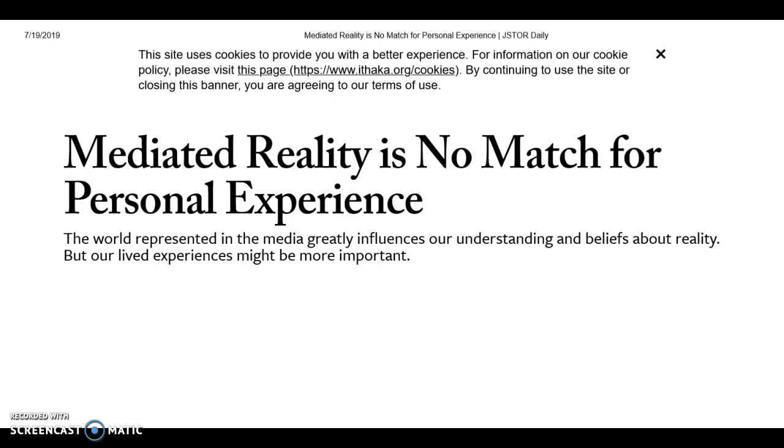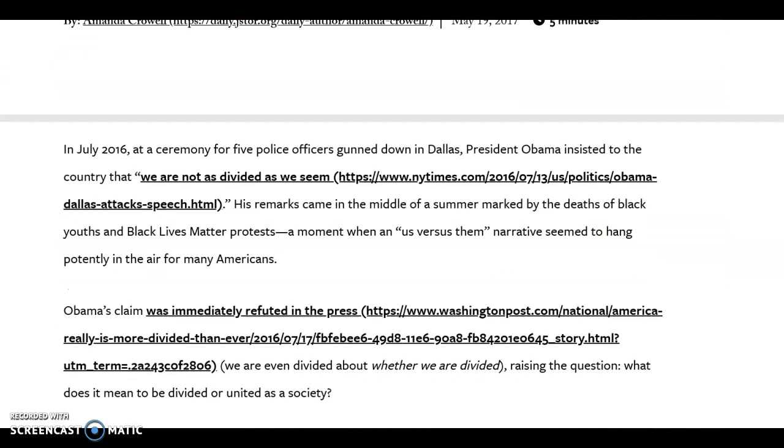Just as a reminder of what we did, not last week, but the week before, I had everyone read a specific article, summarize it, read each other's summaries, and then make some comparisons. After I had everyone do that, I had you all read this article, Mediated Reality is No Match for Personal Experience, and then make some connections between this article and the article that you read and your peers' summaries.